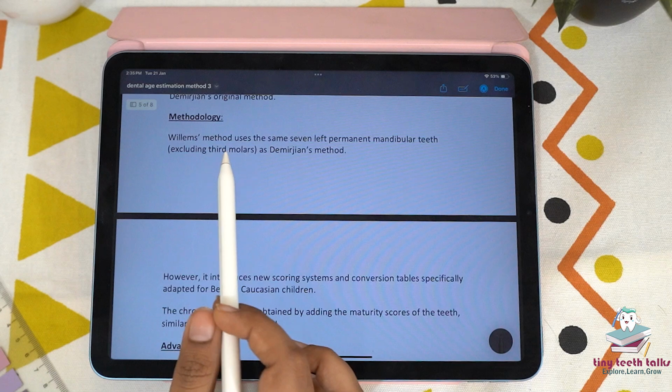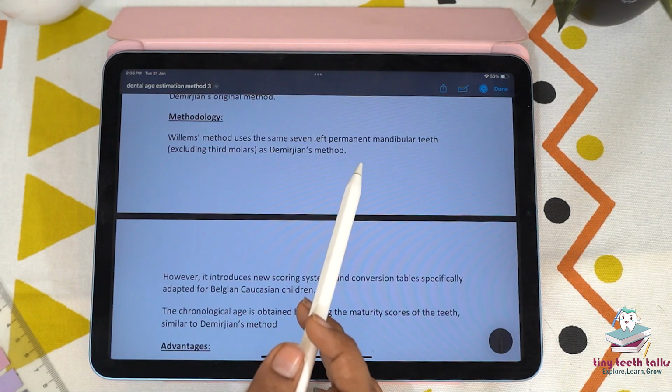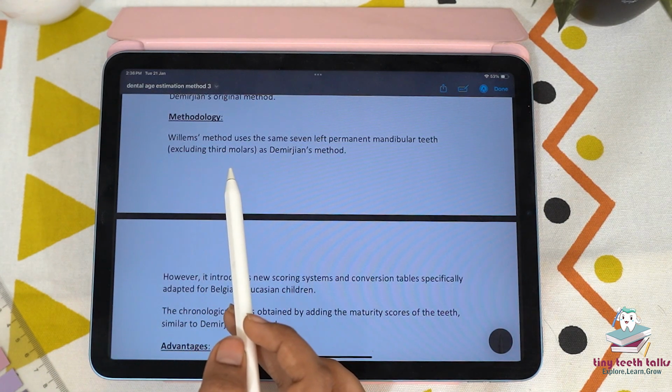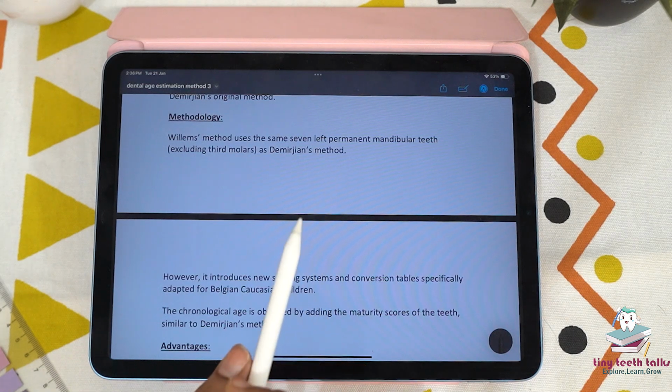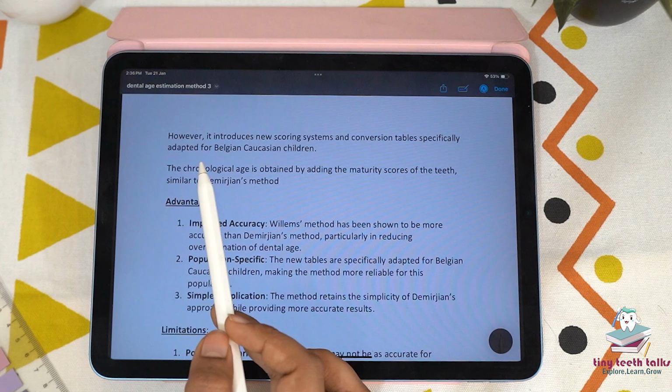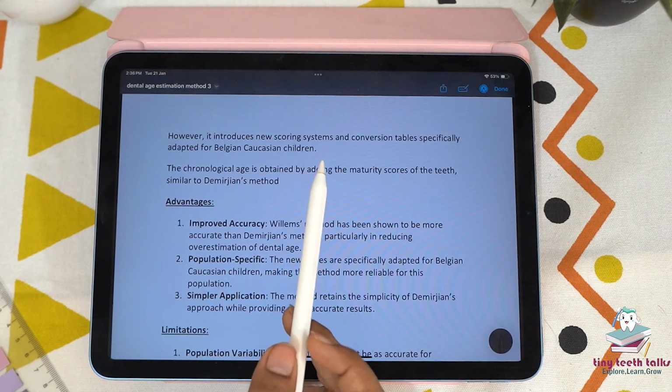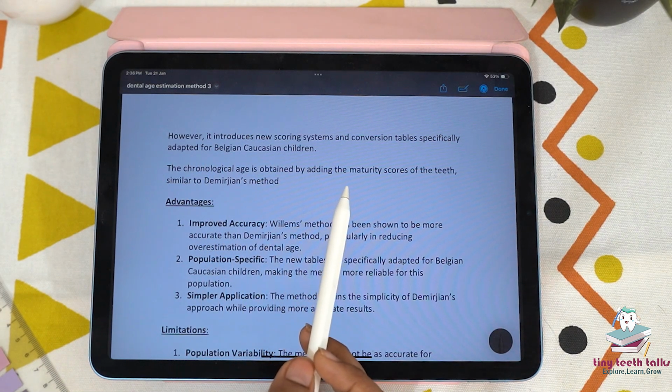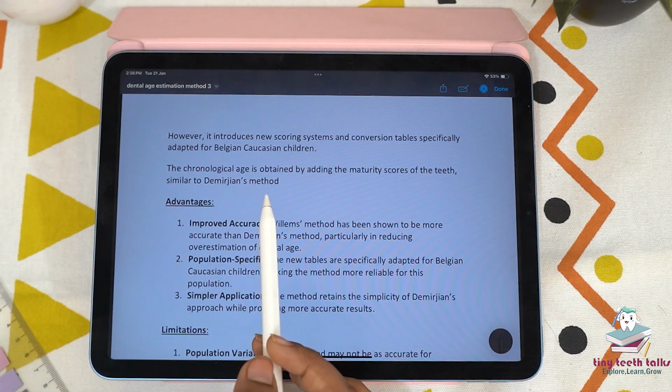The methodology: the Williams method used the same 7 left permanent mandibular teeth, excluding the third molar, as Demirjian's method. However, it introduced a new scoring system and a conversion table specifically adapted for Belgian Caucasian children. And the chronological age is obtained by adding the maturity scores of the teeth, similar to Demirjian's method.